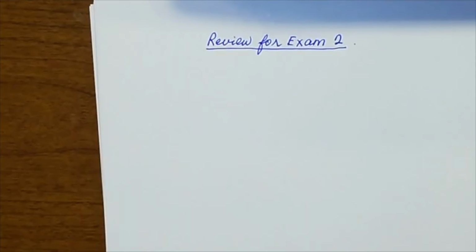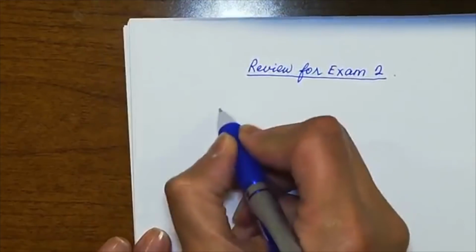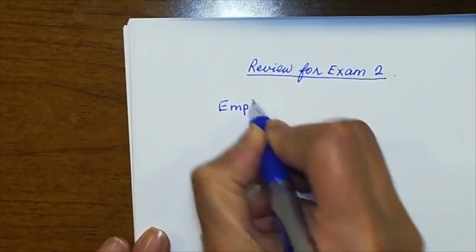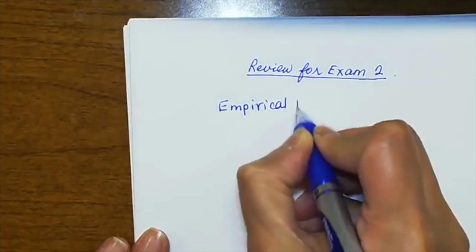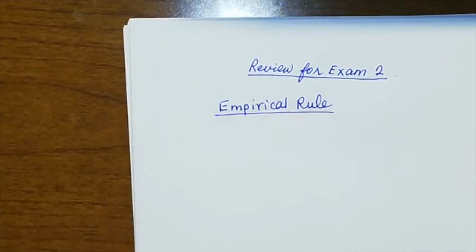Okay, so starting at the very beginning, we started with the empirical rule and Chebyshev, remember? Those two topics are still on your exam. Empirical rule, can anyone tell me what is the empirical rule? What is it used for?